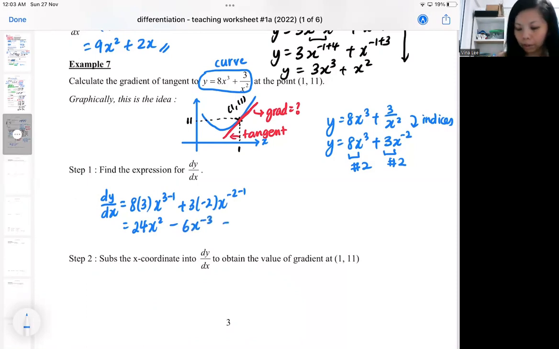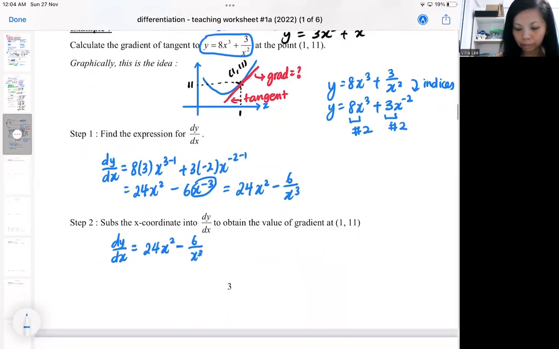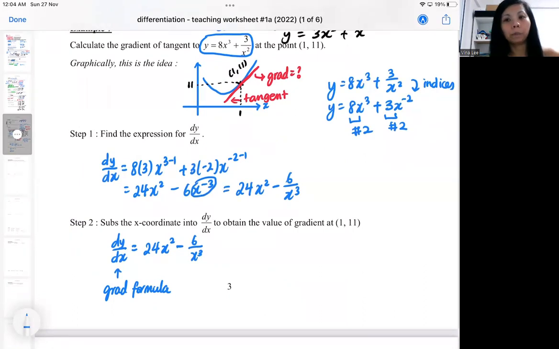Try not to write with a negative power. This negative power will be returned to the denominator. So that will be your dy dx, so your dy dx is already created. You realize that dy dx is a formula. It is a gradient formula that is dependent on the value of x. So if you sub in a different value of x, you will get a different value for the gradient.